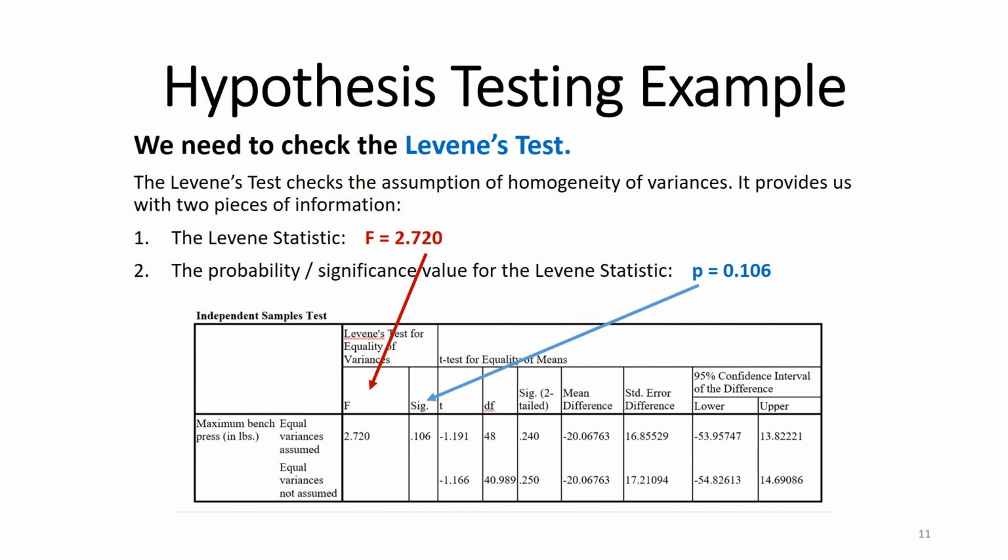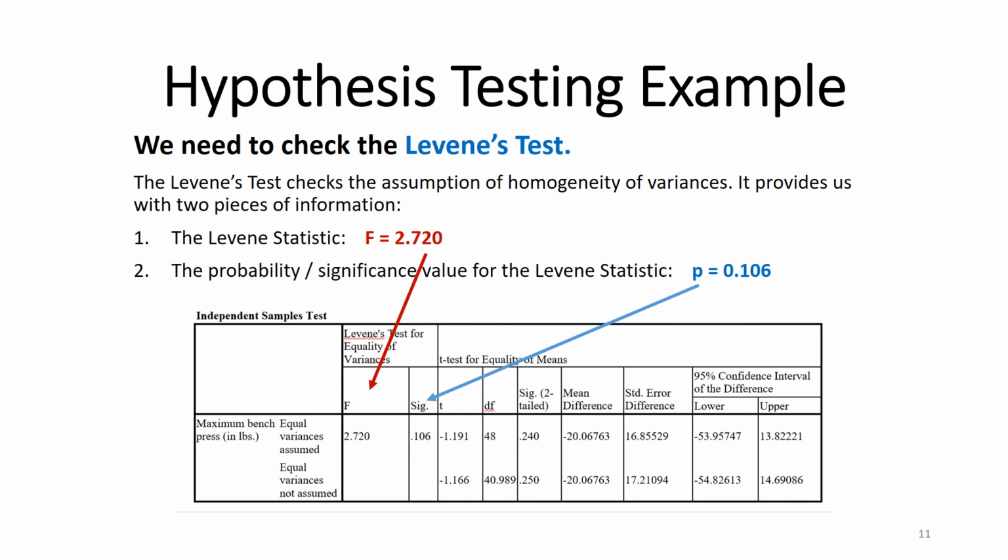All right, so let's take a closer look at the Levene's test. What does it do? Well, the Levene's test checks the assumption of homogeneity of variances, and it provides us with two pieces of information any time we look at it on output. One, it gives us the Levene's statistic. The Levene's statistic is measured with an F, and we'll be talking more about F statistics in later lectures. But you'll notice under the Levene's test for equality of variances, there's an F column and it has a value, 2.720. Well, unless you are really adept with statistics, you don't know what to do with that.